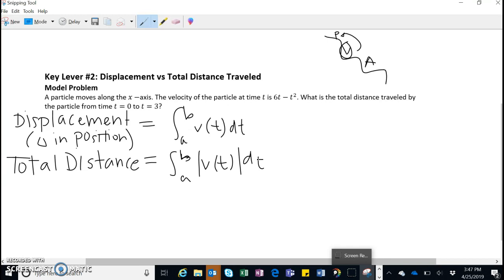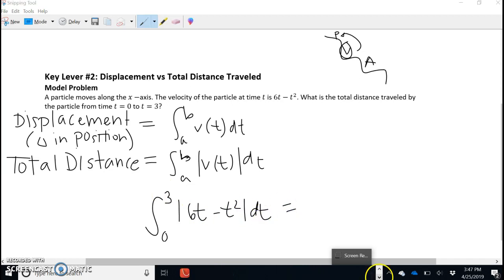And in this problem, we've got a particle moving along the x-axis with a given velocity function, and we're asked to find the total distance from 0 to 3. So if I just populate this new formula for total distance, my integral is from 0 to 3 of the absolute value of 6t minus t squared dt.